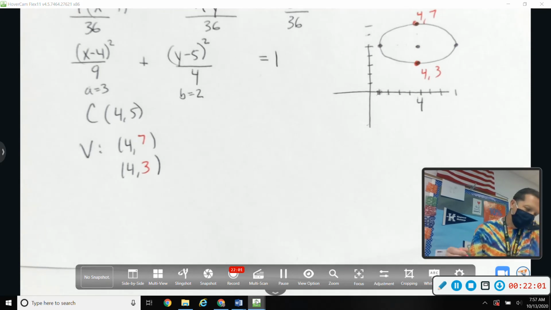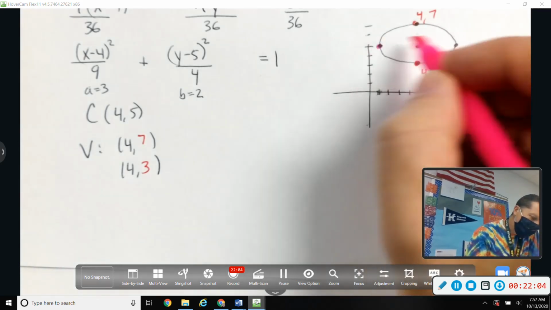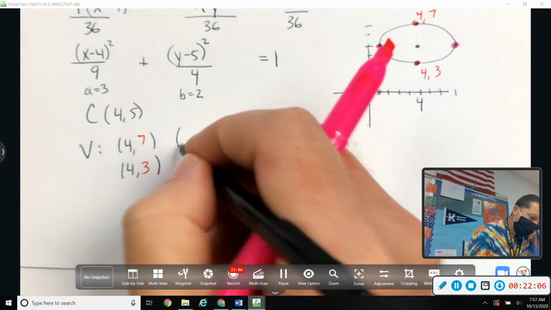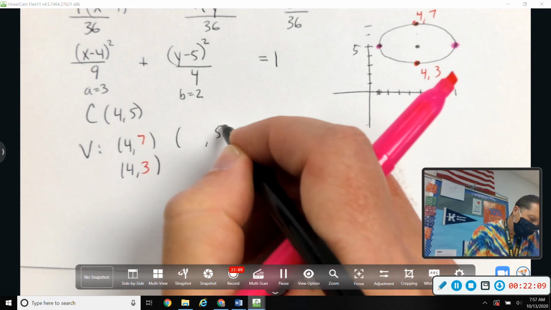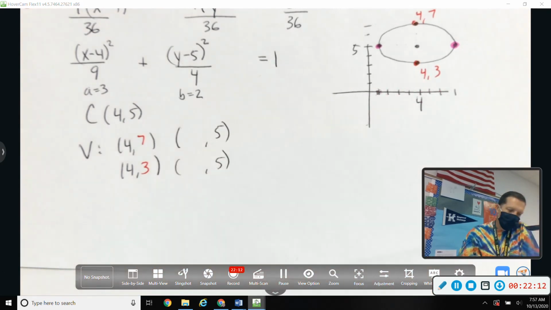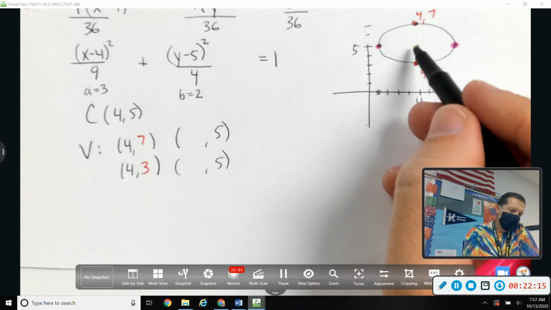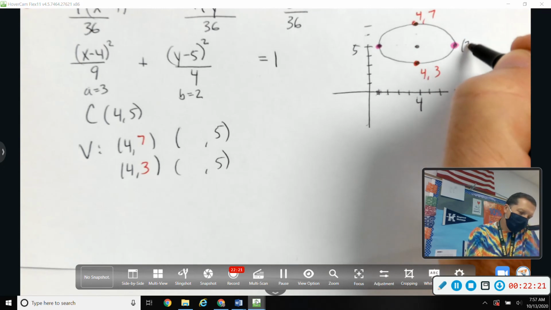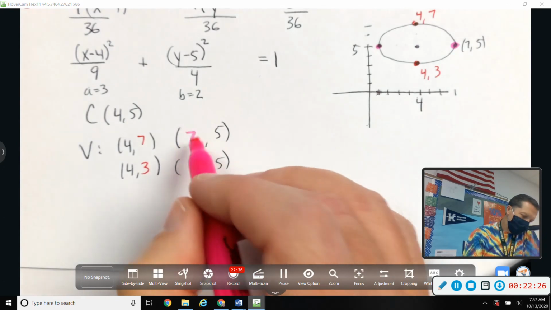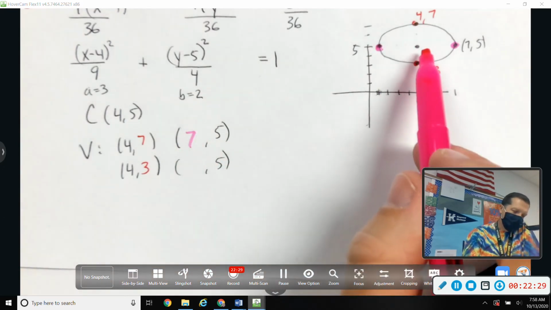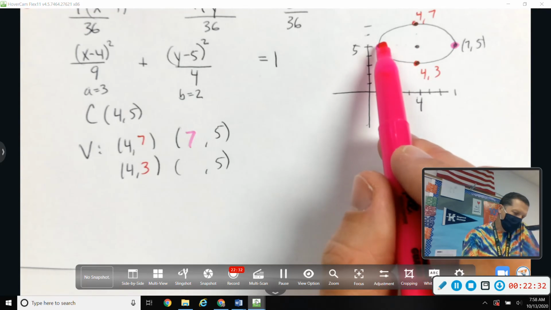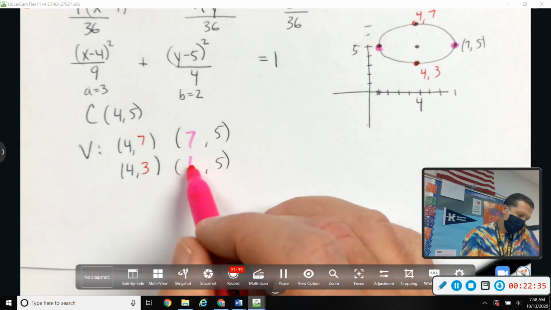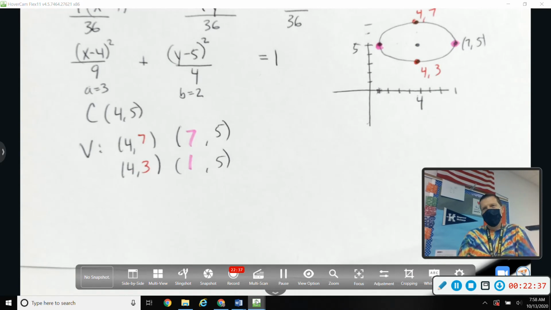The left and right vertices, their y-coordinate is at 5. And their x-coordinate started at 4, but then it went left and right 3. So this would be (7, 5) on that side. And we started at 4 and went backwards 3, so that landed at (1, 5). This is a lot easier when you have nice graph paper to work on.